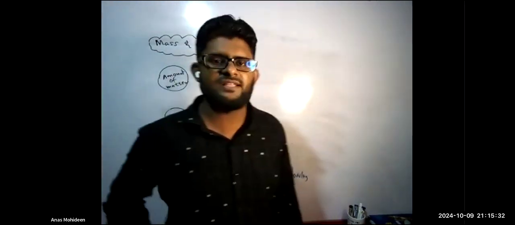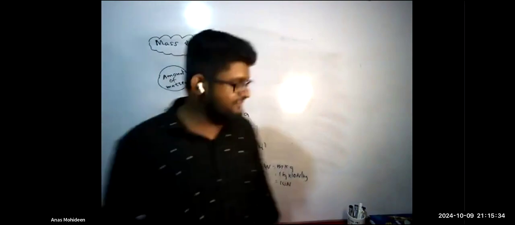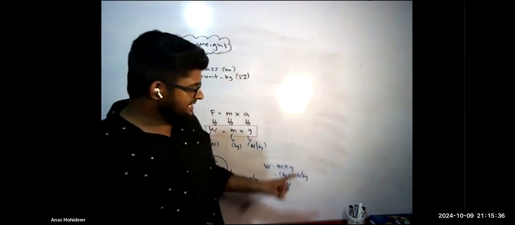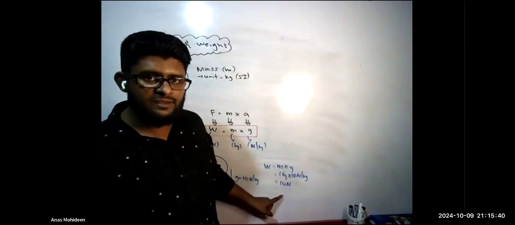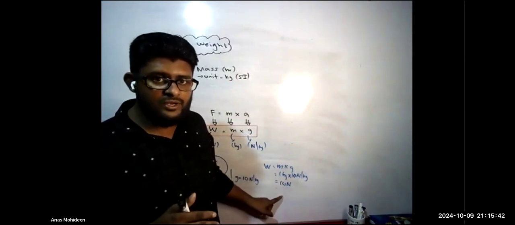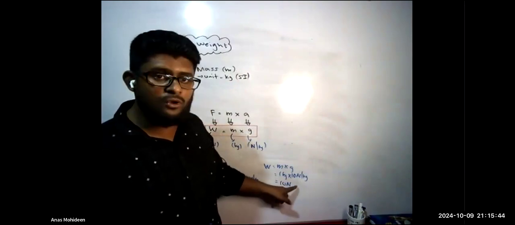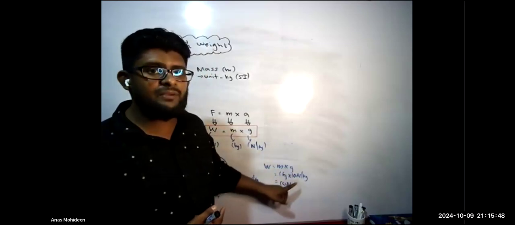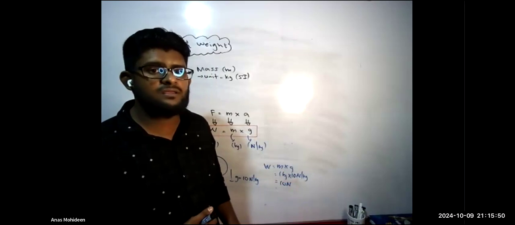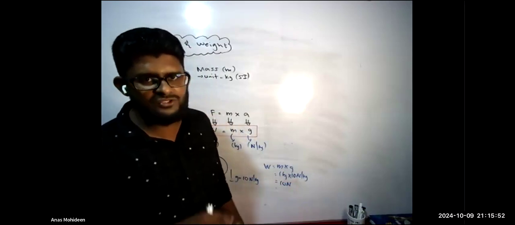How do we take this? Because of taking g as 10. Since we took g as 10, 1 into 10 gives 10 newtons. Now I told you, if you use 9.8, your answer may go wrong. Why? If it was 9.8, 1 into 9.8 will result in 9.8 newtons only. 10 newtons won't be there. So that is the difference.